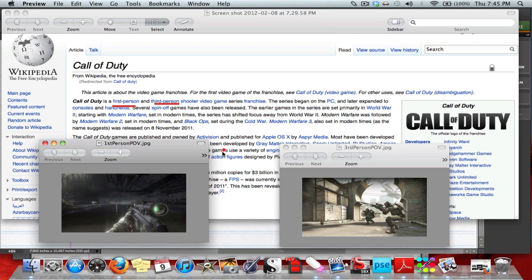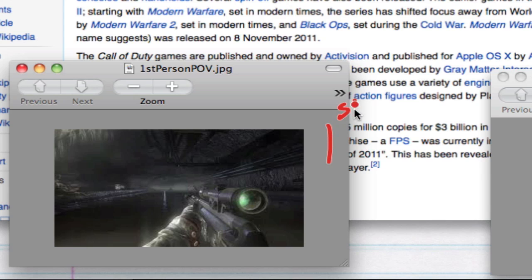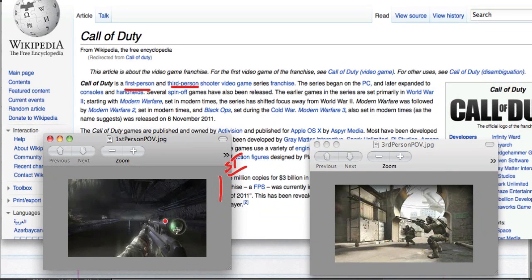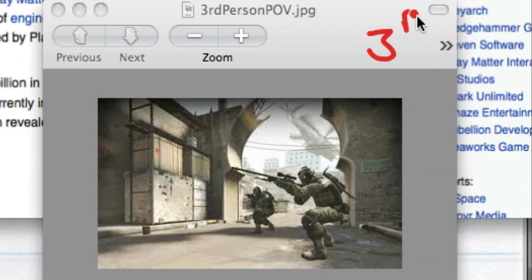If we're looking at Call of Duty and we're looking at first-person, this is first-person. I know it's first-person because if I were writing about the scene that I see right here, I would have to say something like, I took aim down the dark tunnel. The reason I would have to use the pronoun I is because I'm actually seeing out the eyes of the character.